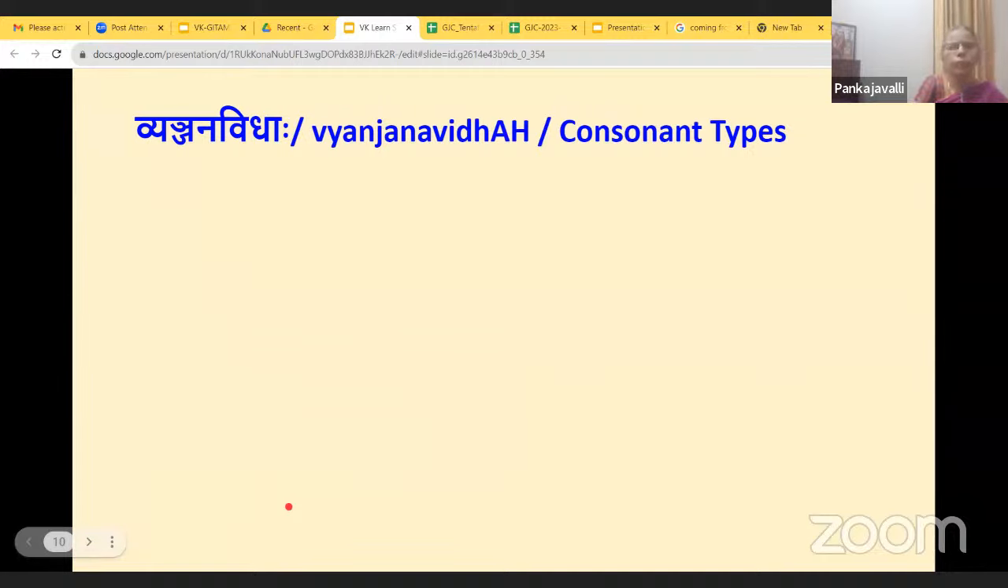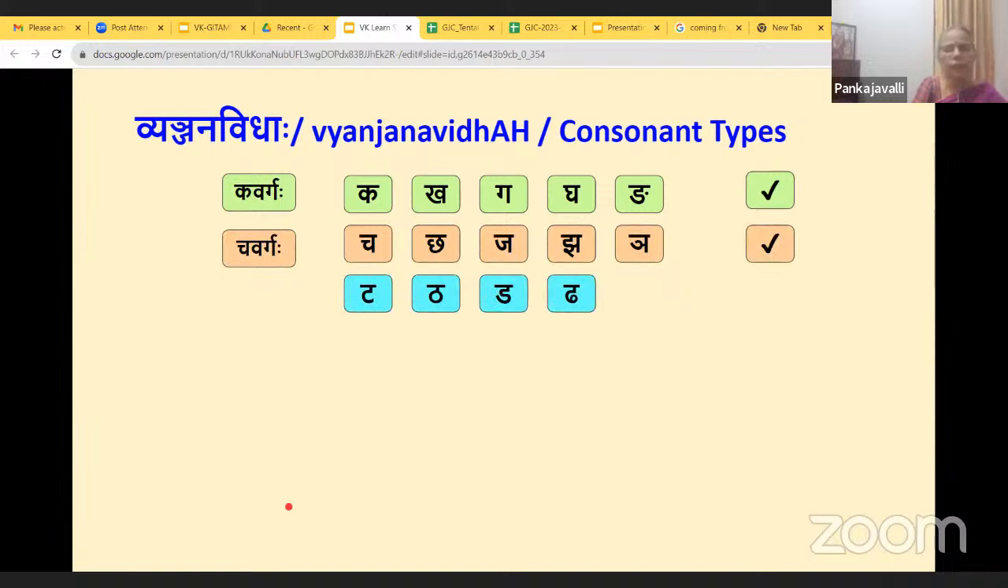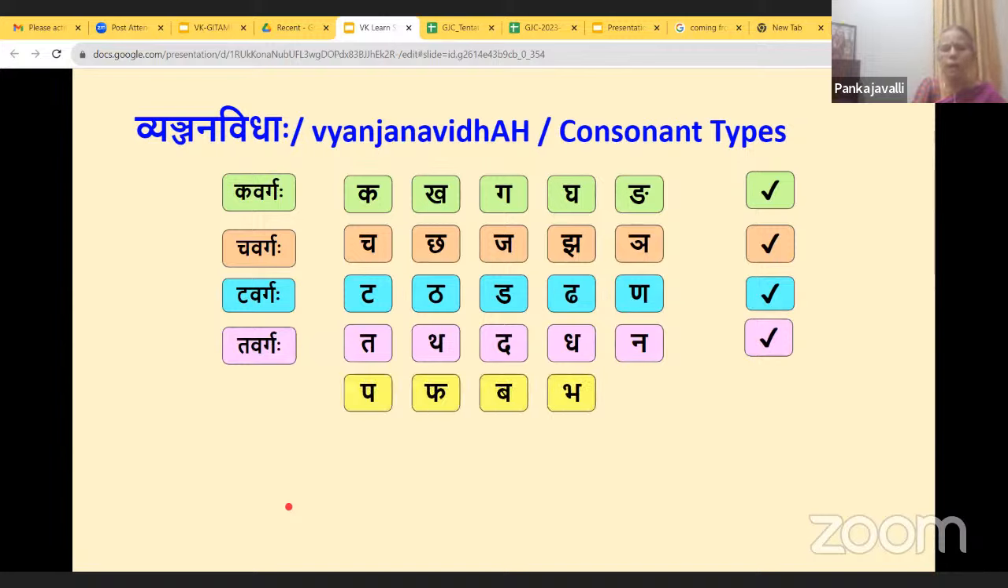The second thing is, now we go to Vyanjana Vidaha, the consonant types. You have seen this. Ka, kha, ga, gha, nga is the ka vargaha; cha, chha, ja, jha, nya is the cha vargaha; ta, tha, da, dha, na; ta, tha, da, dha, na; pa, pha, ba, bha, ma is the Pavargaha. Those are all the Vargiya Vyanjanani: Kavarga, Chavarga, Tavarga, Tavarga, Pavarga. Five in each. The last letter of each Vargam is the Anunasika.